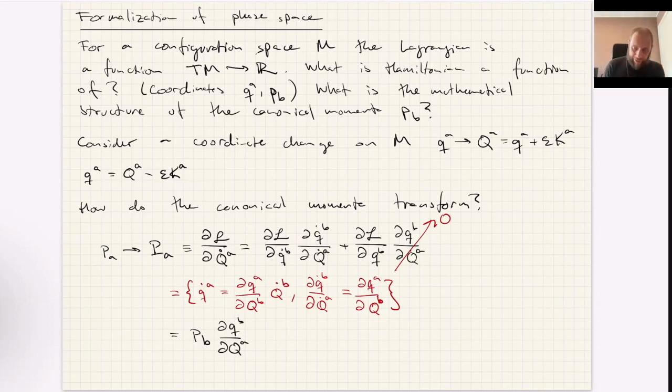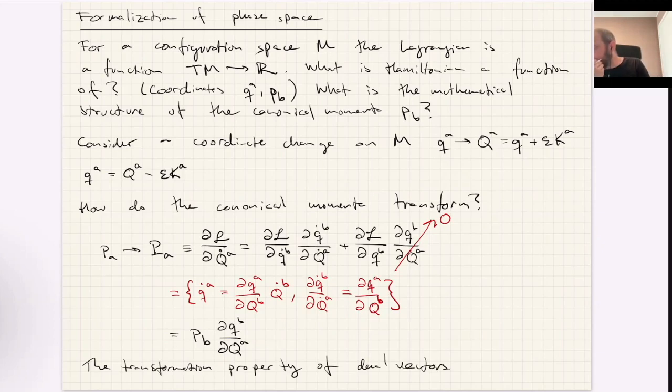Well, this is exactly the transformation property now. If you check it out, this is the derivative of the old coordinates with respect to the new coordinates. These are exactly the transformation property of dual vectors. So that means that these canonical momenta are the components of dual vectors.